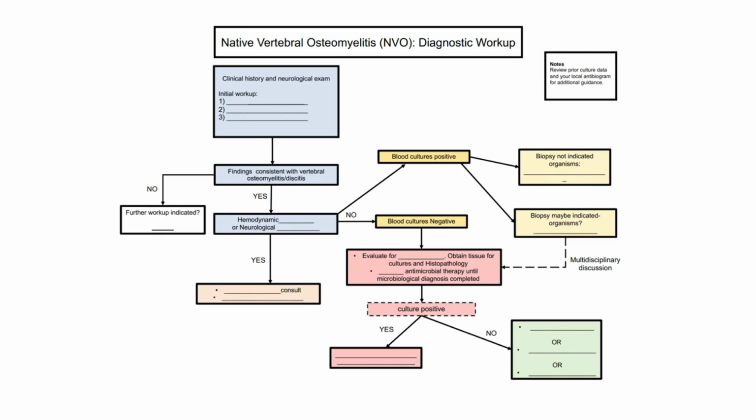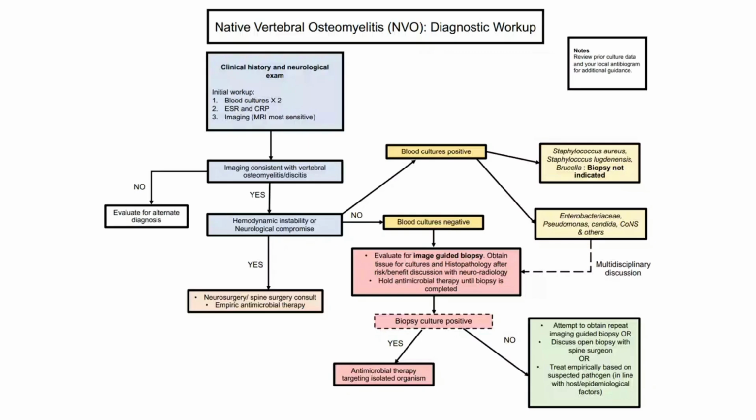Okay, so let's move on to native vertebral osteomyelitis. Shifting gears. I'm not going to go through this worksheet. I was actually going to go through the whole thing, but let's just go to, and we kind of briefly touched on this, but native vertebral osteo, if you're suspecting that somebody has vertebral osteomyelitis, the initial workup you should always start with blood cultures. Why is that?